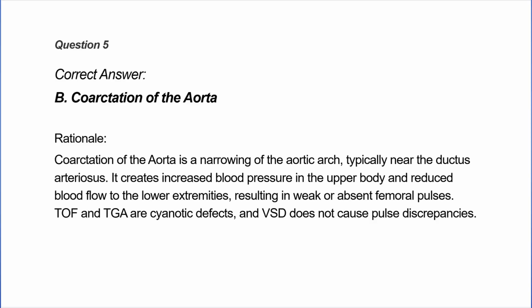Coarctation of the aorta. Rationale: Coarctation of the aorta is a narrowing of the aortic arch, typically near the ductus arteriosus. It creates increased blood pressure in the upper body and reduced blood flow to the lower extremities, resulting in weak or absent femoral pulses. TOF and TGA are cyanotic defects, and VSD does not cause pulse discrepancies.